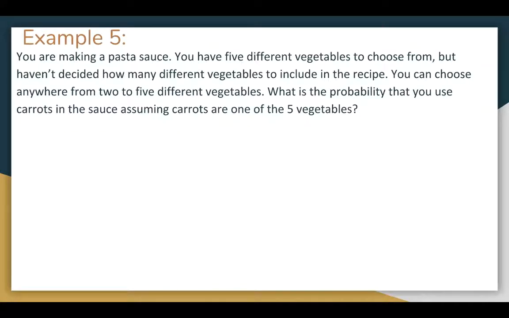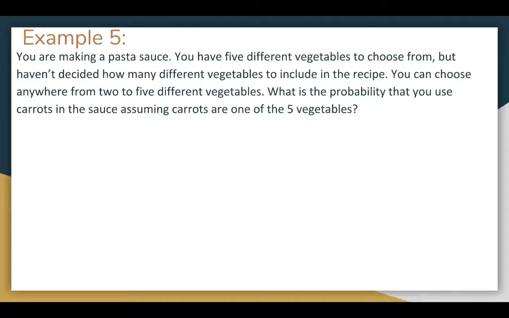Okay, example 5. You're looking at pasta sauce. You have 5 different vegetables to choose from on the table, and you haven't decided how many different to put in, so you're just gonna do it at random. You can choose anywhere from 2 to 5. What's the probability that you choose carrots in the sauce, so that they're one of the 5?